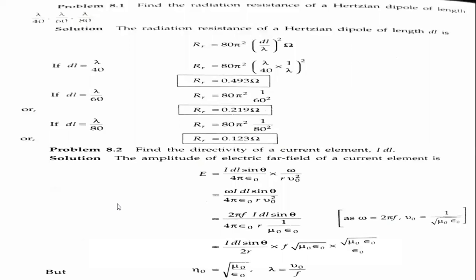Go for the next one. Find the directivity of a current element, find the directivity of the current element IDL. Very in short, the question is in a single line. Nothing is mentioned here about which unknown parameter we need to calculate, and what is there is not mentioned. So in such a case, you can assume anything.